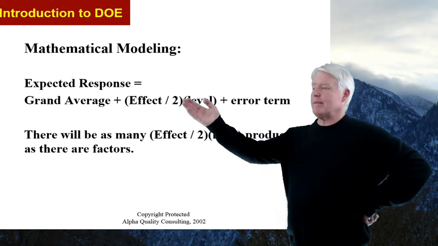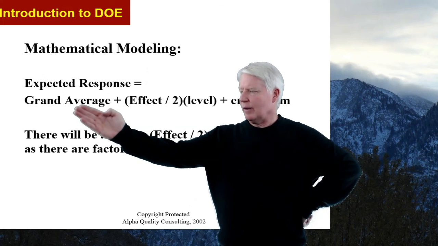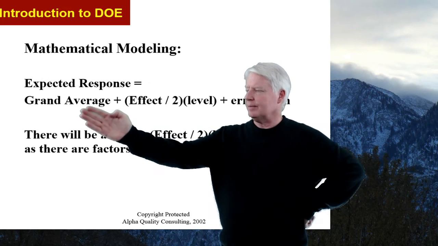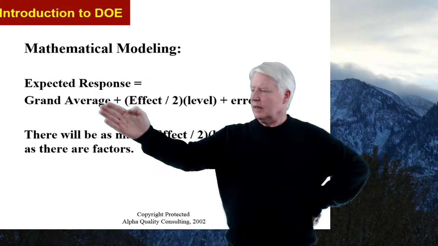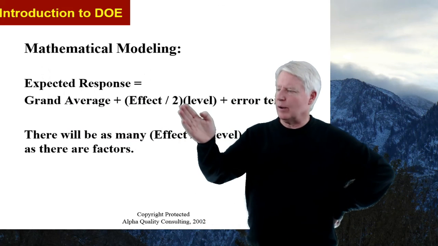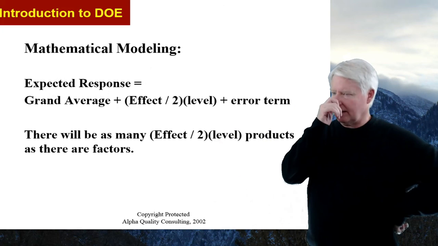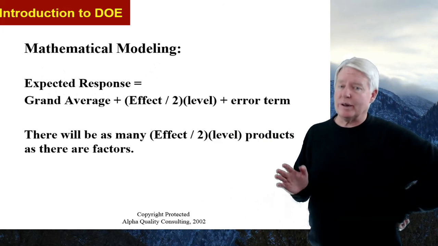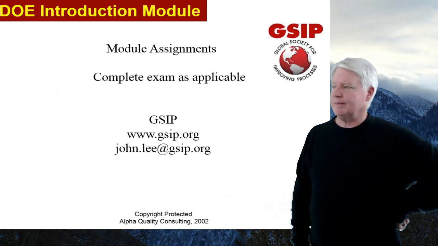And here I went over the mathematical modeling. Remember, I already did that. The y-intercept was the grand average of all the output or response variables. Then the effect divided by 2 is my coefficient, times my x, etc. So hopefully you feel comfortable with that. If you're not fully comfortable with it, you're still all right. We're going to cover it in greater detail in the next module.